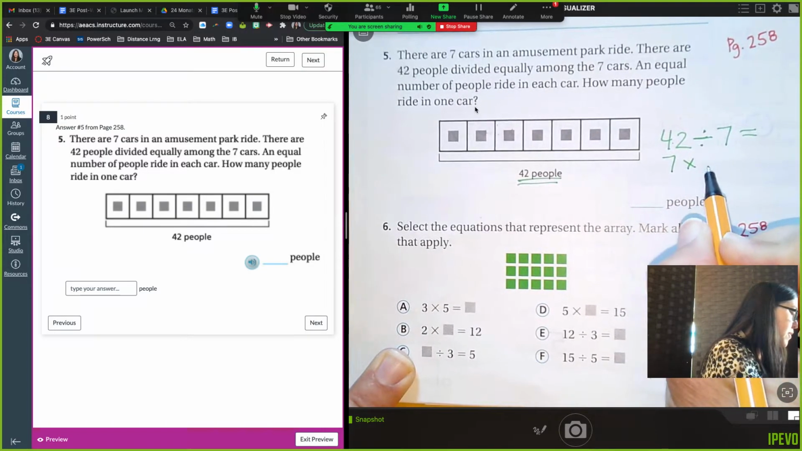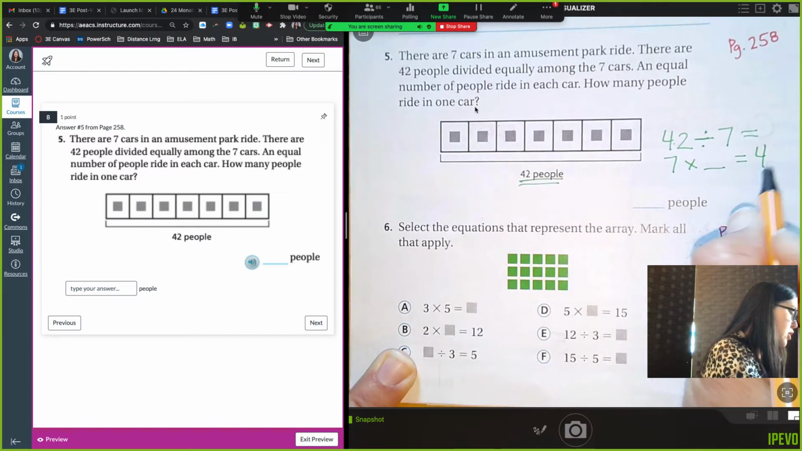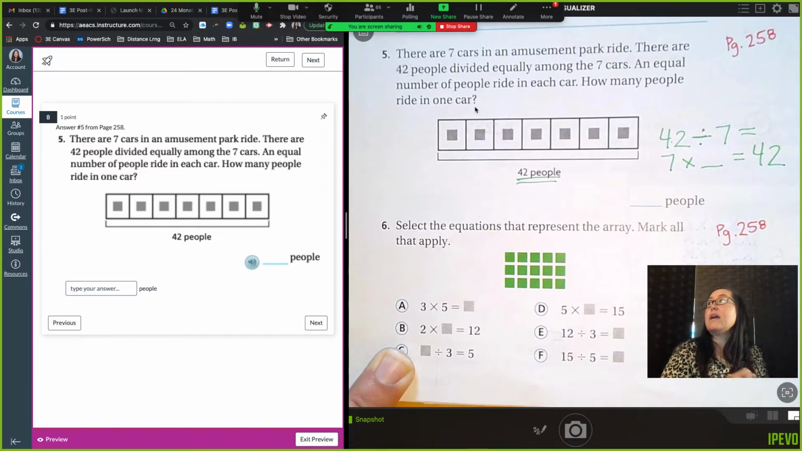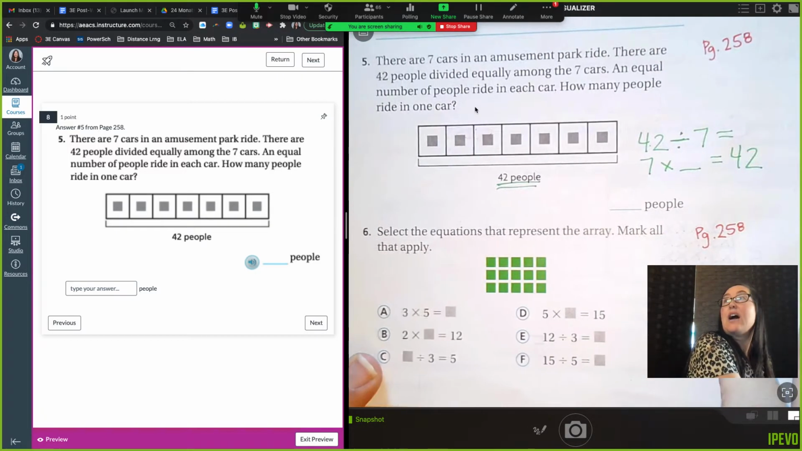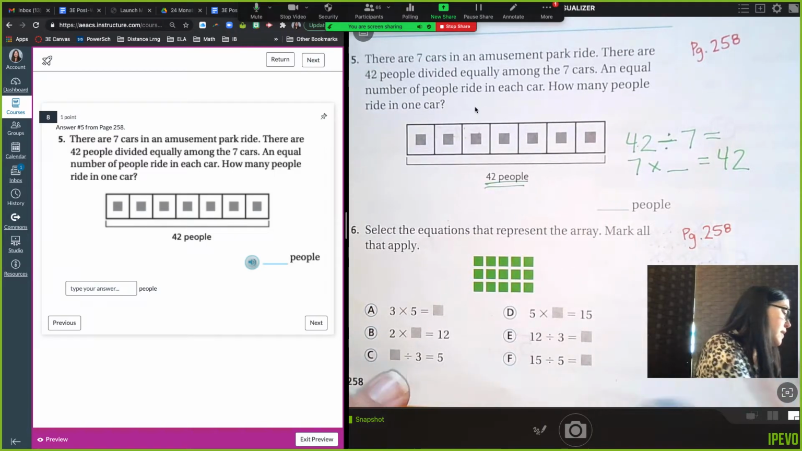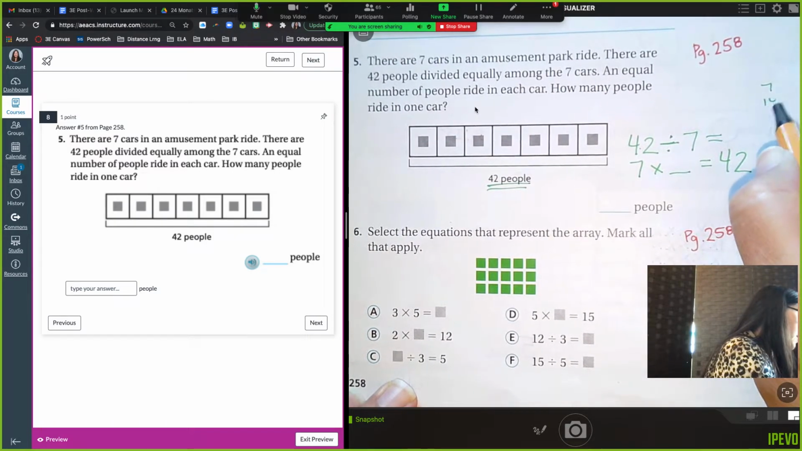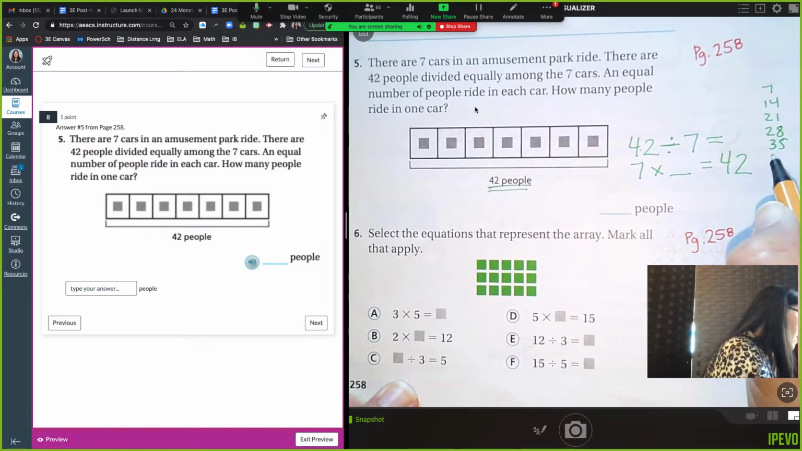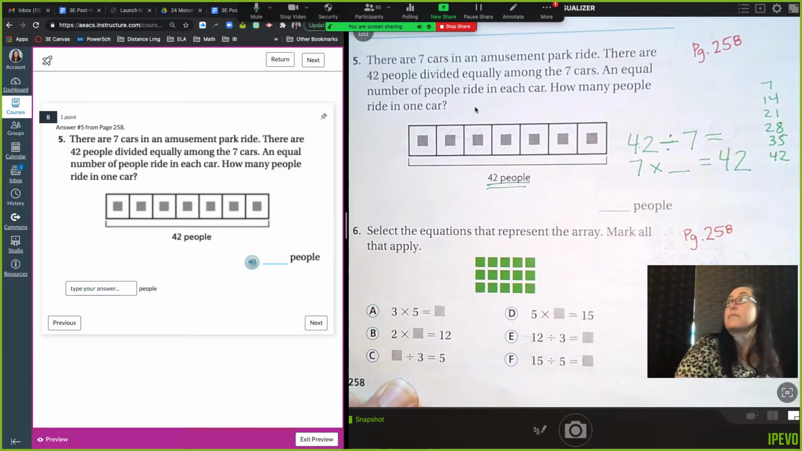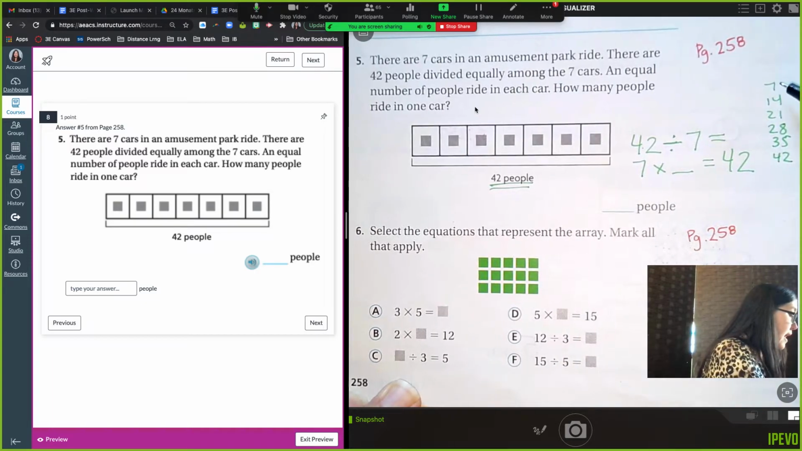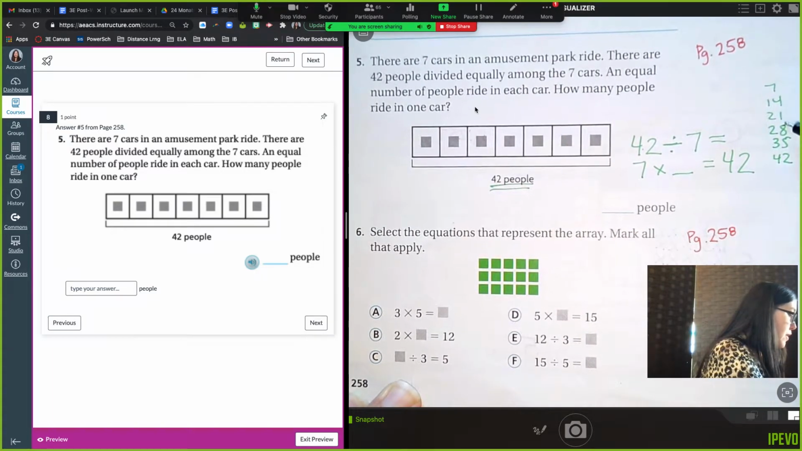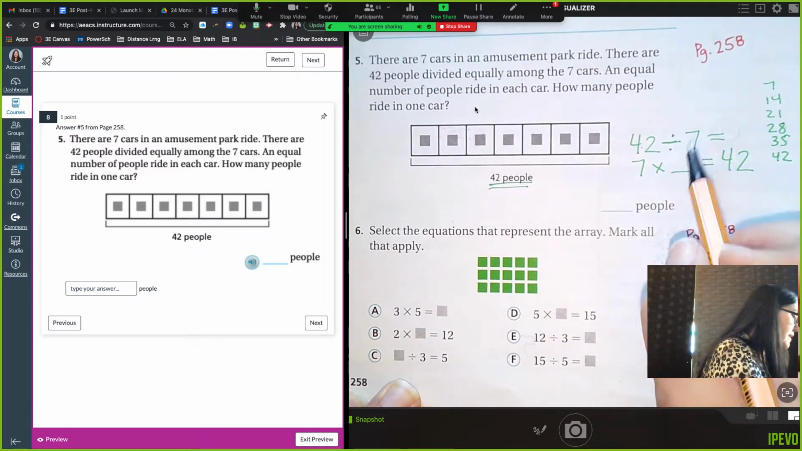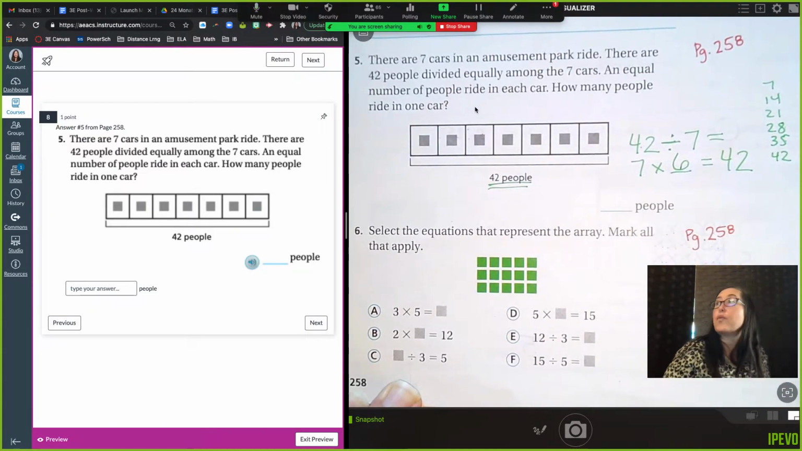7 times something equals 42. Right? My 7 times tables can help me with a division problem with 7. So I could go 7, 14, 21, 28, 35, 42. So how many times did I have 7? 1, 2, 3, 4, 5, 6. 7 times 6 is 42.